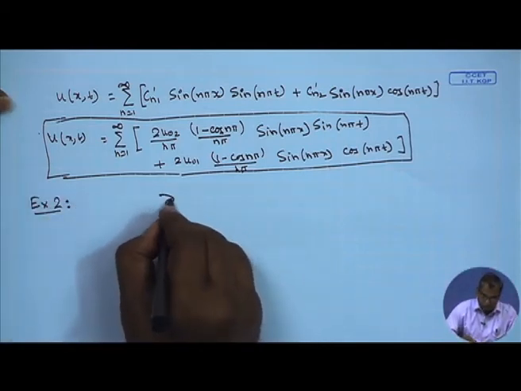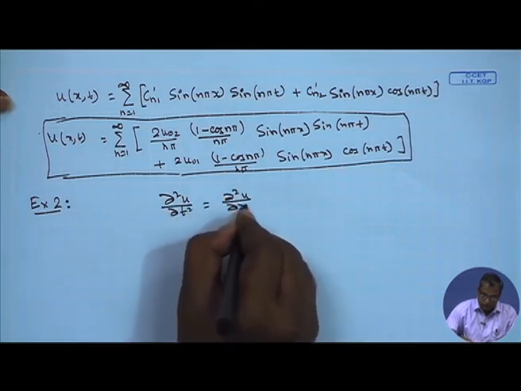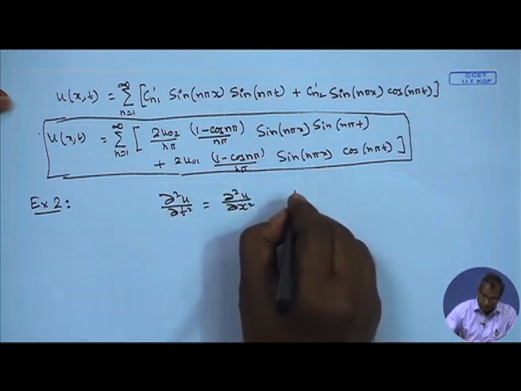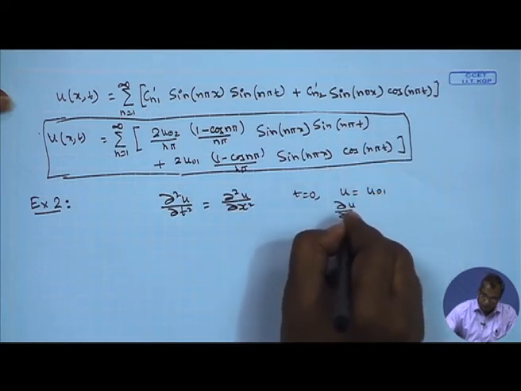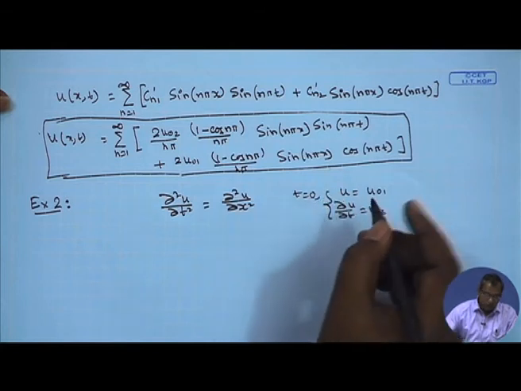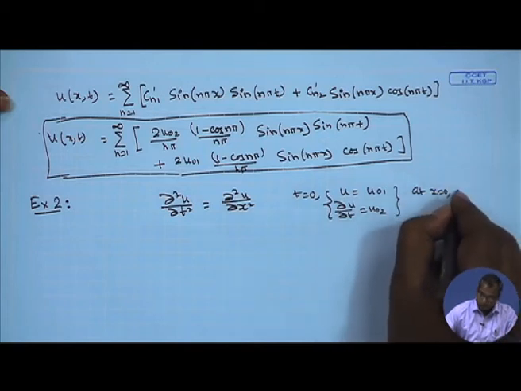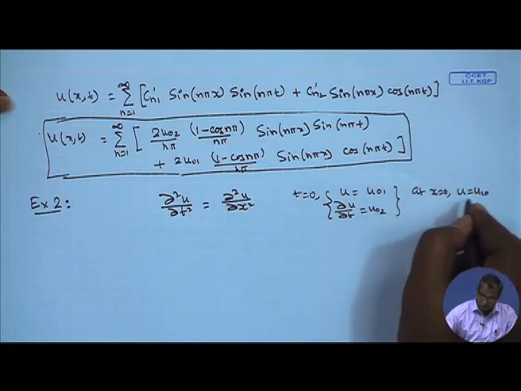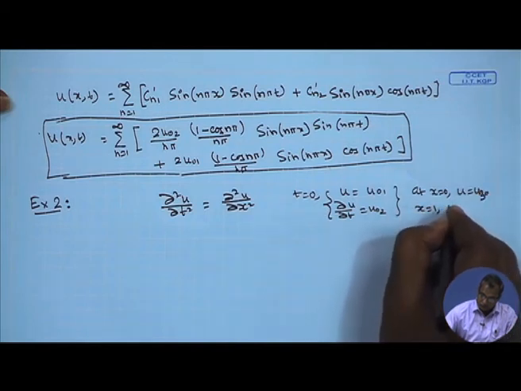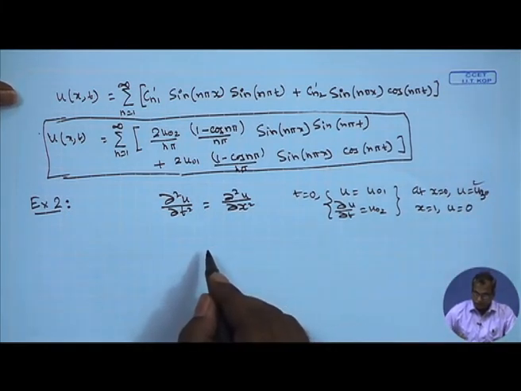taking up is del square u del t square is equal to del square u del x square, where at t is equal to 0 I have u is equal to u01 and del u del t is equal to u02, and at x is equal to 0 I have u is equal to u3 naught, and at x is equal to 1, u is equal to 0. So, I have a non-homogeneity in one of the boundary conditions.